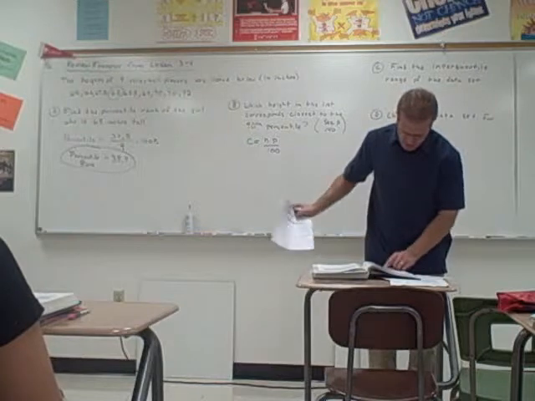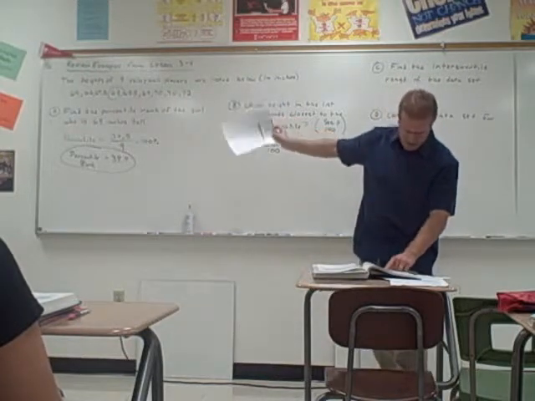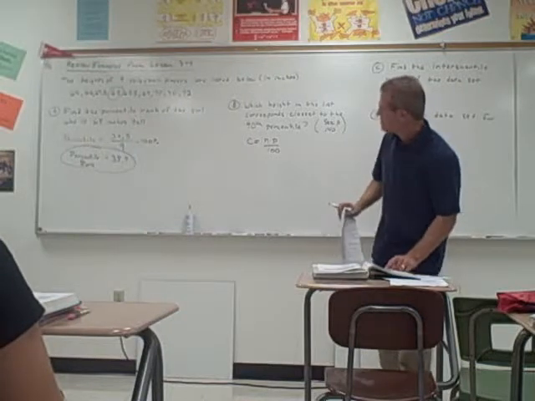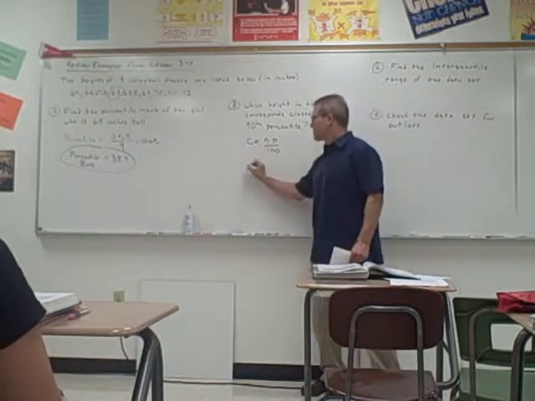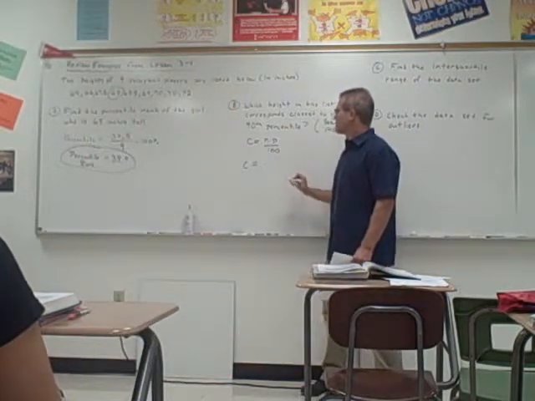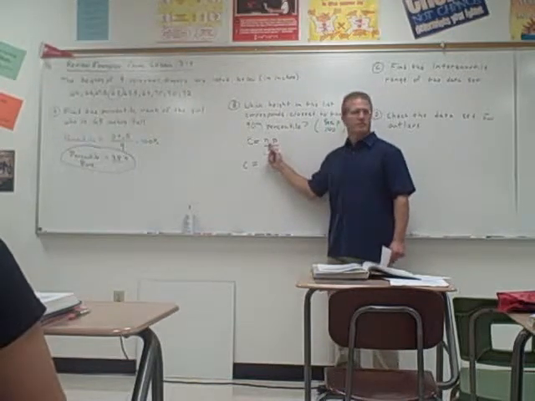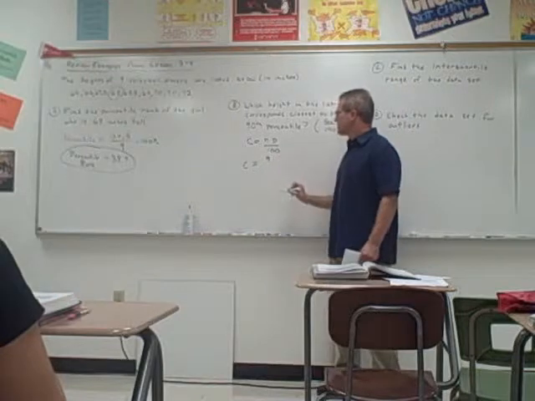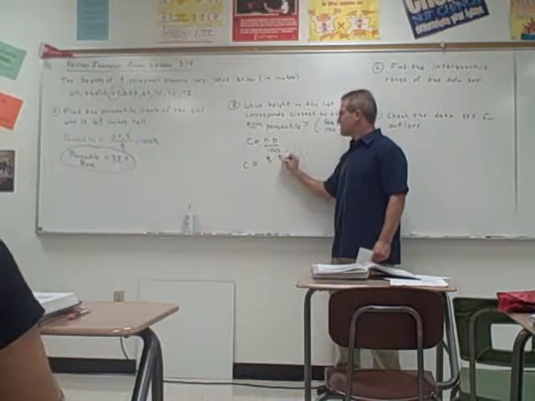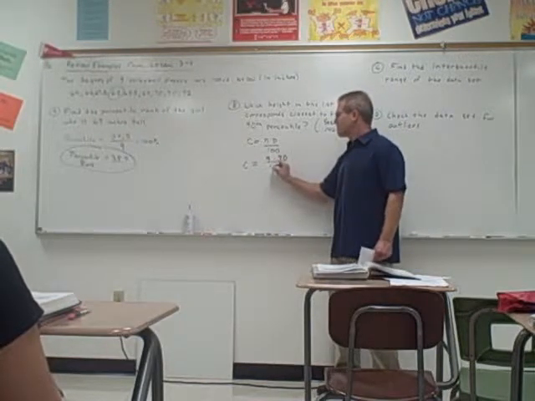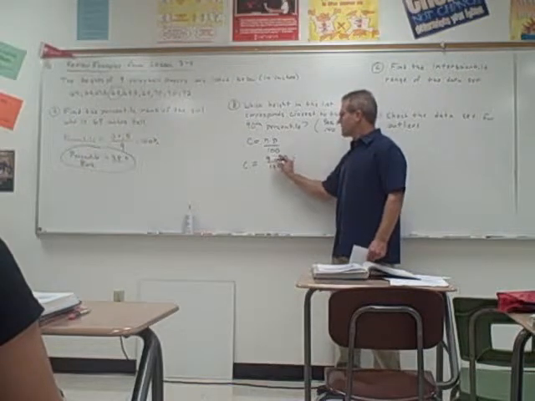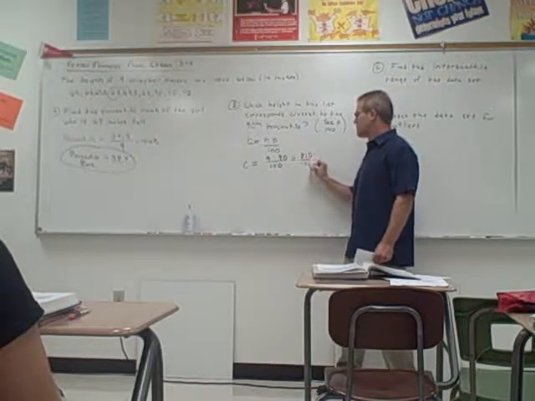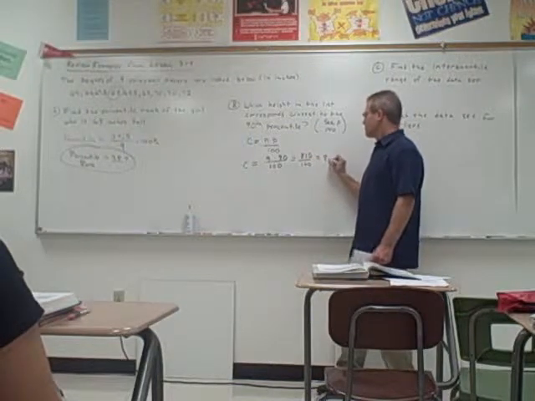Number 1, arrange the data in order from lowest to highest. We did that. Substitute into the formula. N is the total number of values. P is the percentile. So we're going to try to find our C value here. What number would I plug in for N? 9, the total number of values. We're trying to get the 90th percentile, so you plug in 90 and divide by 100. 9 times 90 is 810, divided by 100, which is 8.1.